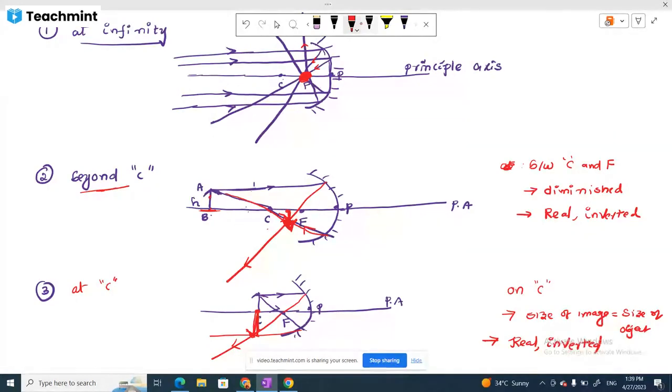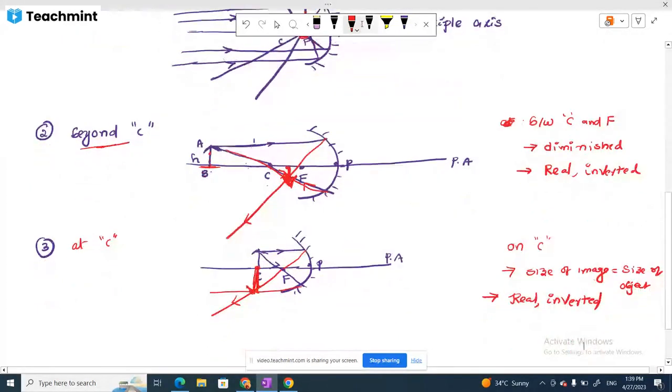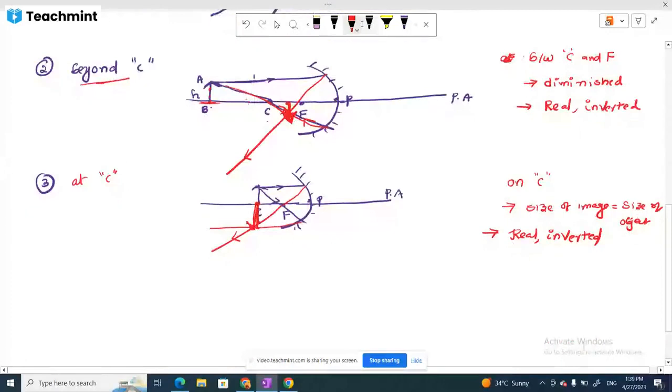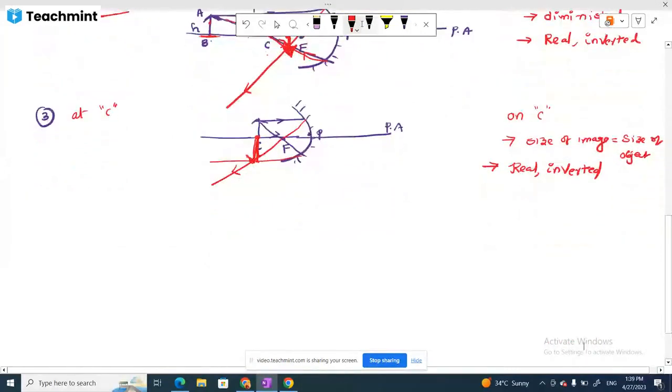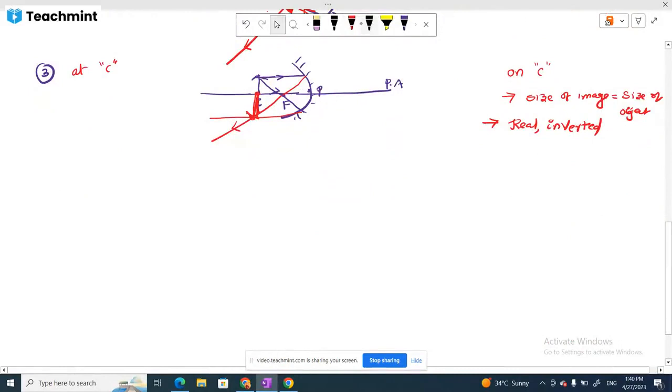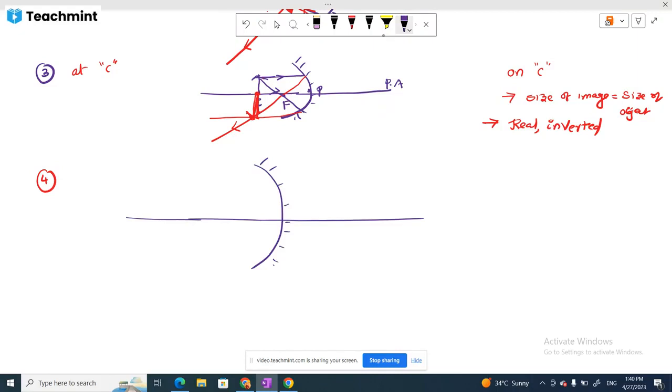Next, fourth case. In the previous case I placed the object at the center of curvature. Now I place the object in between the center of curvature and focus. So this is my concave mirror, with the principal axis passing through the pole and center of curvature, and this is the focus of the concave mirror.